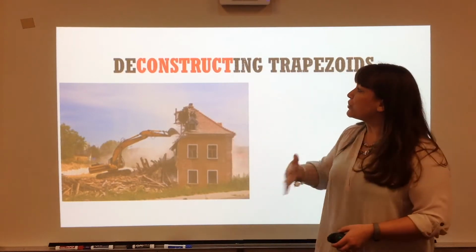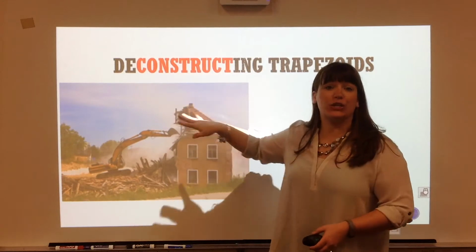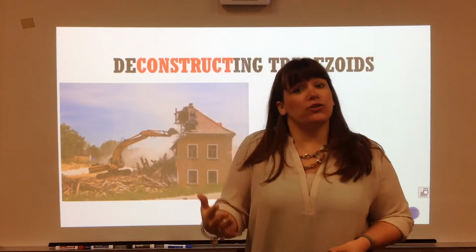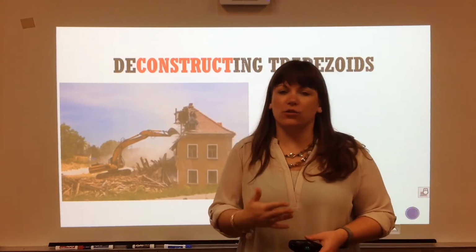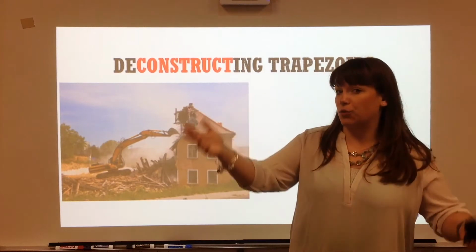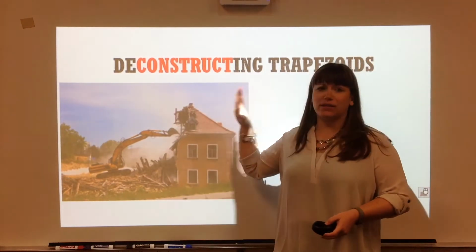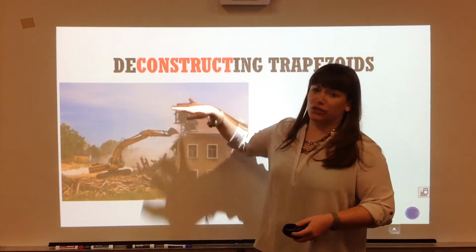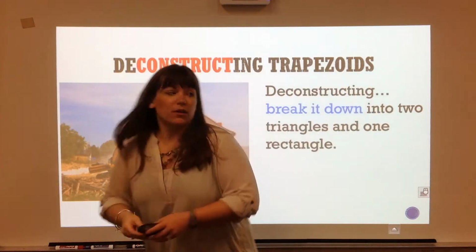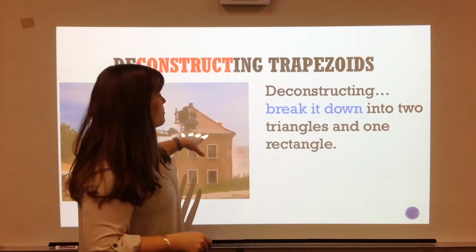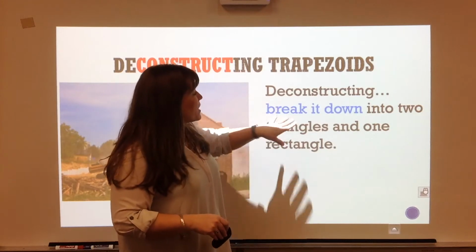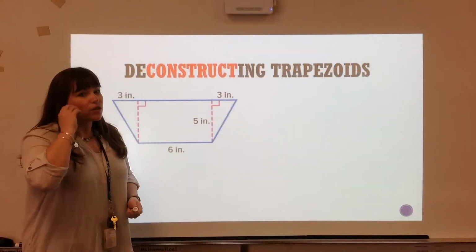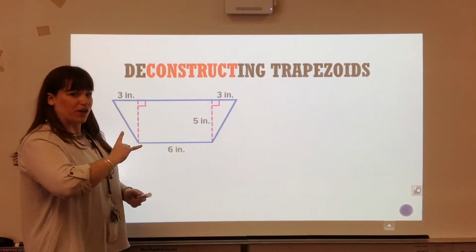Construction, or to construct, is in the word deconstructing. If you're building a house, that means you're in the process of constructing it, or the construction that goes about building a house is usually what happens. However, sometimes we have to tear houses down, demolition, that kind of thing, and that's called deconstructing, breaking something down. So you have this definition in your book already. Deconstructing is breaking down a shape into smaller shapes that then you can work with. So we can look at this trapezoid as having two triangles and one rectangle.